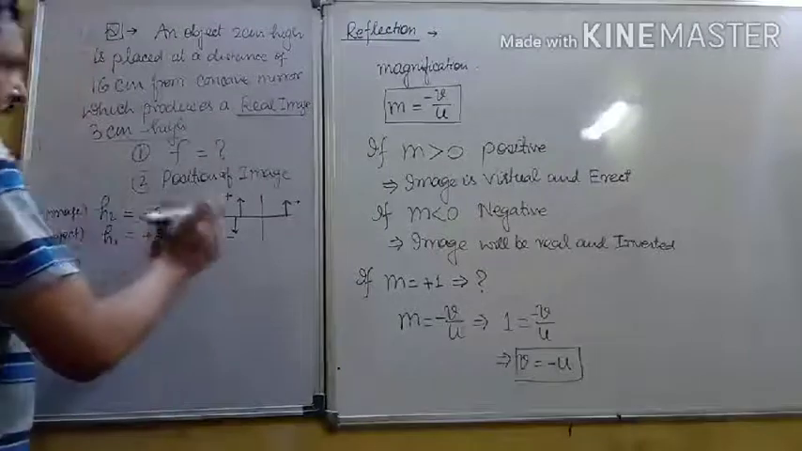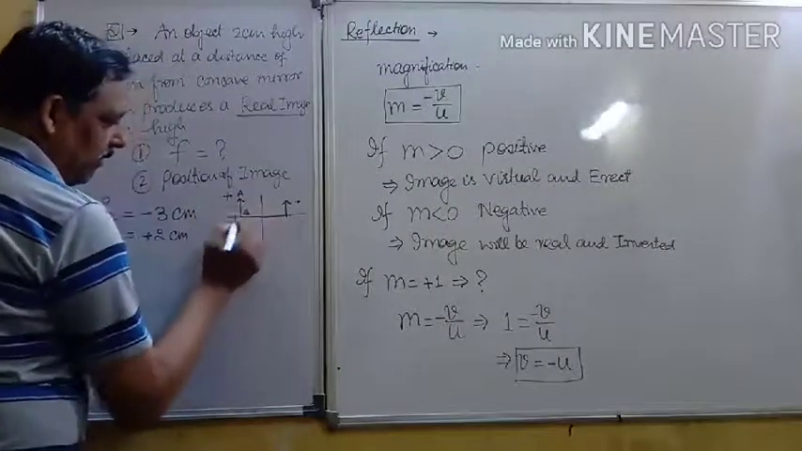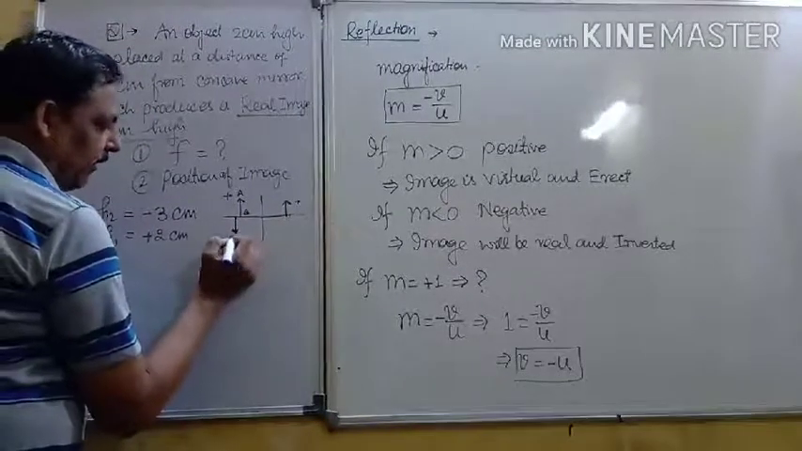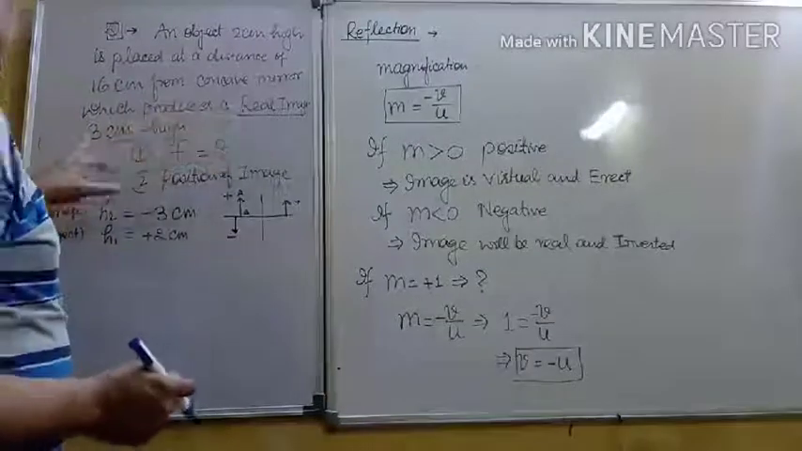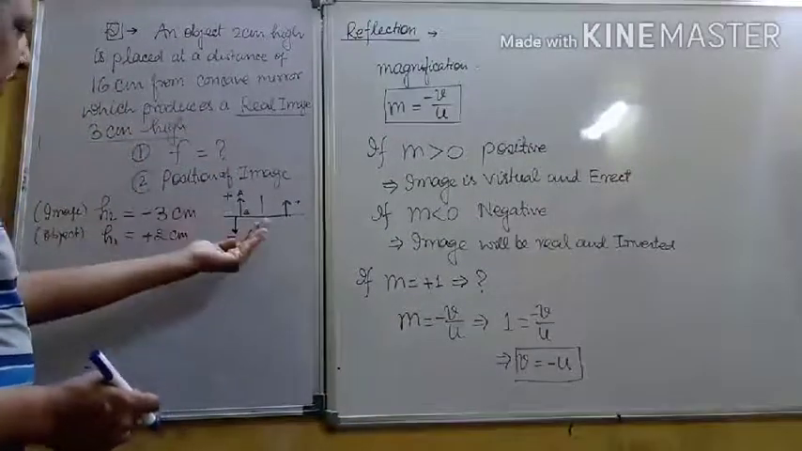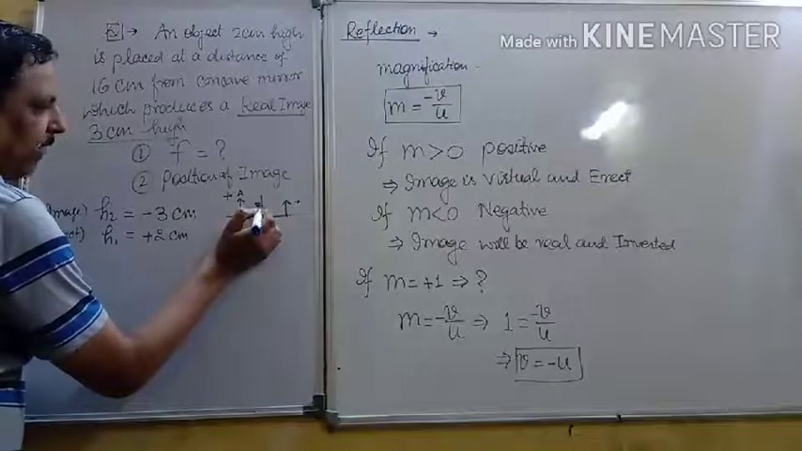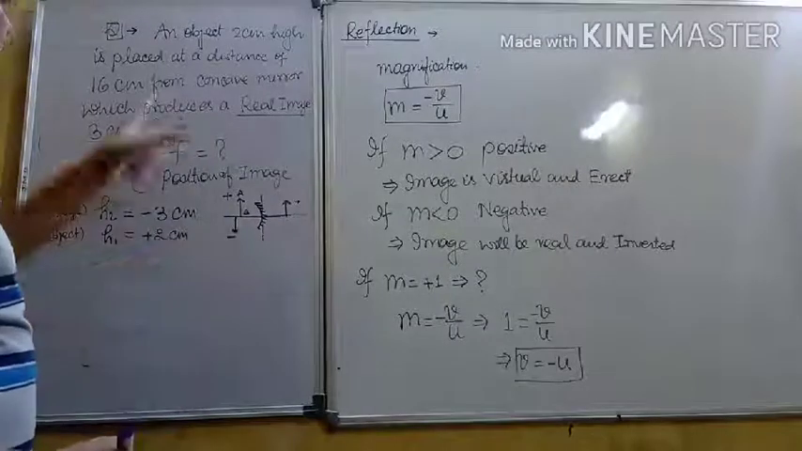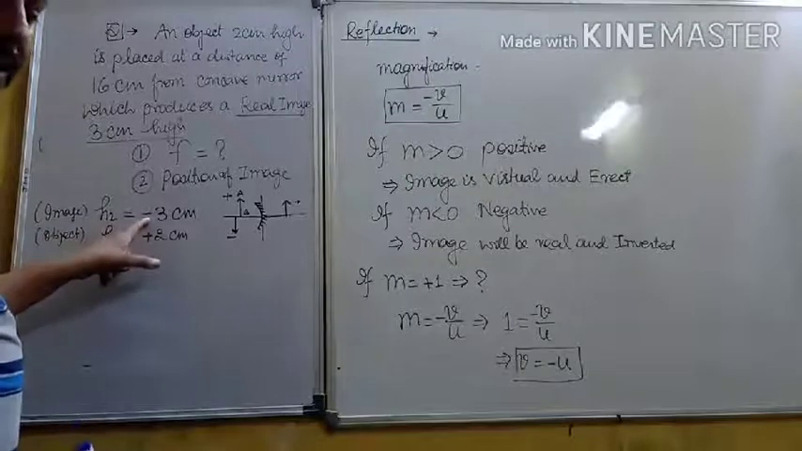So this is the object height, this is object AB, and this is the image. If the image is real and inverted, then it will be negative. So the real image is 3 centimeter height. A real image is always found on this side, the left side of the mirror. Real image is already an inverted image. That is why we have put a minus sign here.